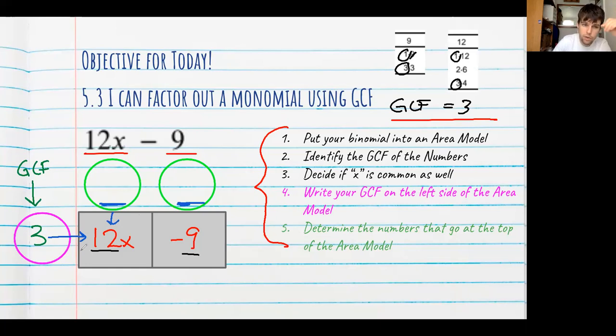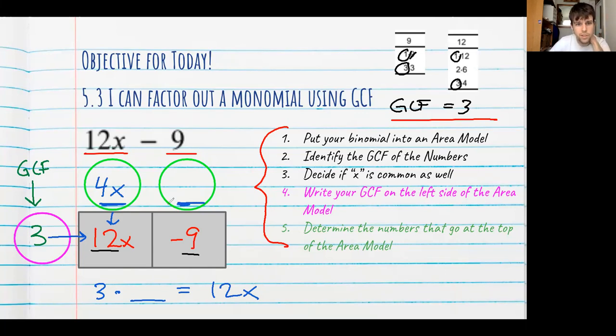So we have 3 times something. 3 times something is giving us 12x. So 3 times 4 is going to give us 12. And then how do we get this x? The only way to get this x is if this has an x. Remember, we already decided this does not have an x here because there's not an x in both of these things, so there can't be an x here. So the x has to be on top.